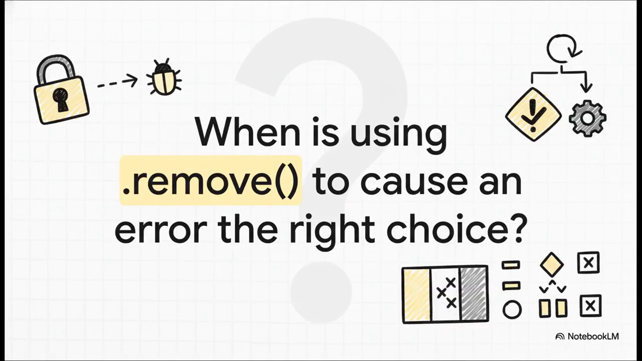So, I'll leave you with this one last question to chew on. Now that you know the difference, when would you actually want your program to crash by using .remove? In what kind of situation would letting your code fail be the right or even the safest choice? Think about that next time you're coding.